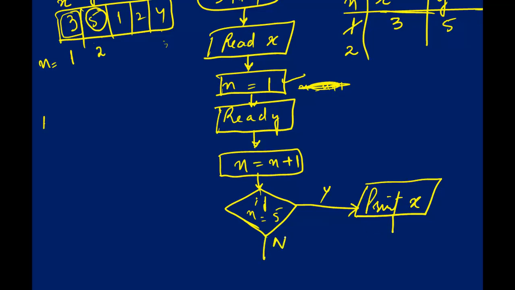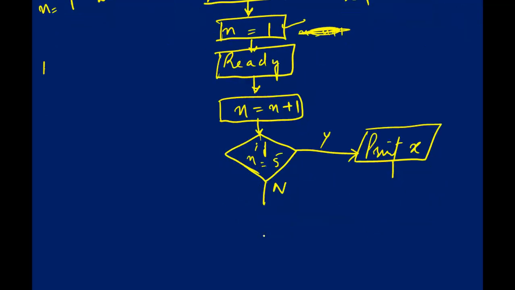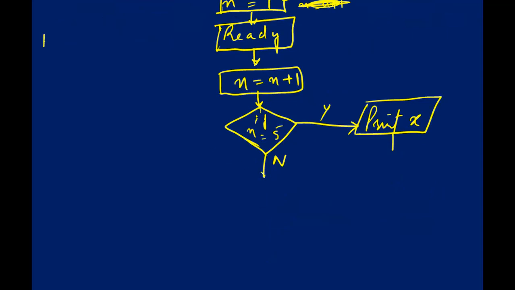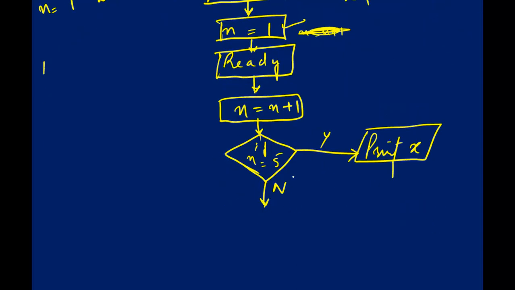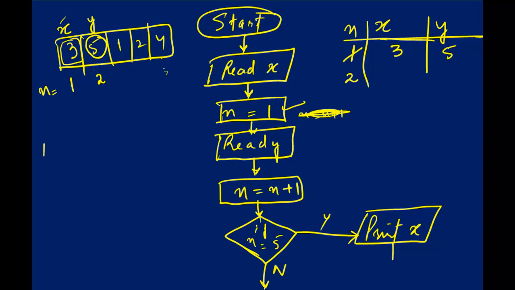If it is no, what do I have to do then? If n has not become 5 yet, we have to move forward. If n is not equal to 5, that means it is no. In reality, n is not equal to 5 this time. So I have to do one thing.